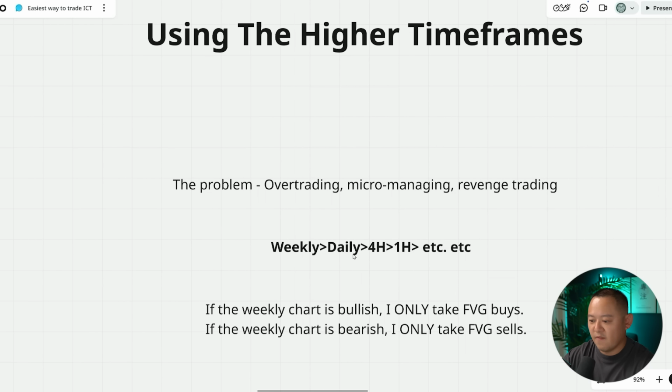And vice versa, if I see one on the daily, I'm much more inclined to pay attention to it than if I see one on the 4-hour. So if I see a bullish 4-hour fair value gap, but we're inside of a weekly bearish fair value gap, it's very difficult for me to take, okay? Because we're trading against that high time frame order flow.